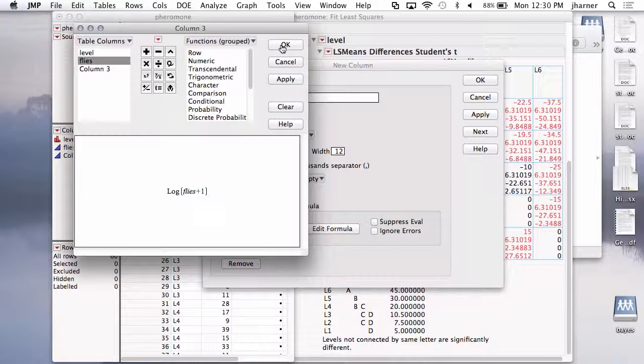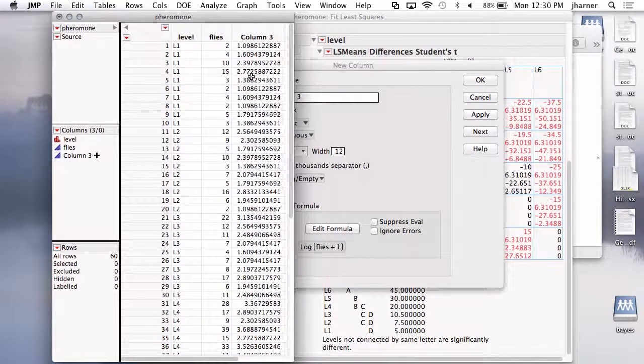So I have the log. That's going to be a new column. So notice that's the column here. I could have scaled back the decimal positions there, which I perhaps should have done. And I could have named it a little bit better. I could actually name it here, the log of flies or something like that.